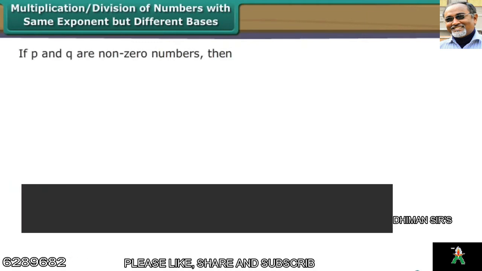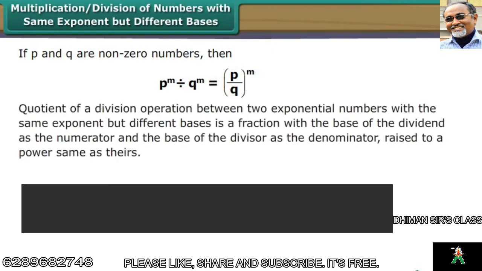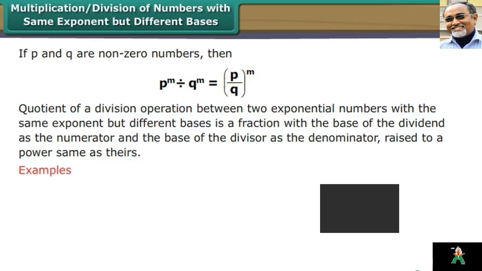If p and q are non-zero numbers, then p raised to the power m divided by q raised to the power m is equal to p upon q raised to the power m. The quotient of a division operation between two exponential numbers with the same exponent but different bases is a fraction with the base of the dividend as the numerator and the base of the divisor as the denominator raised to a power same as theirs. Let us now use the law.